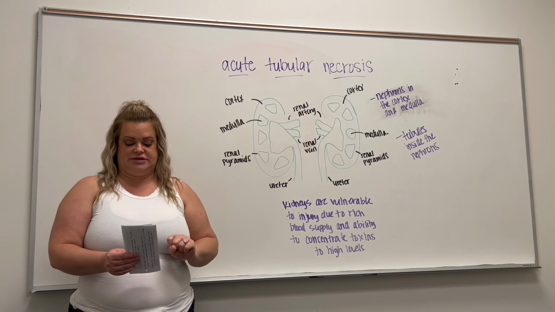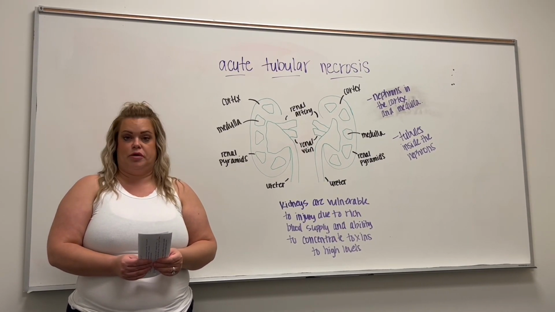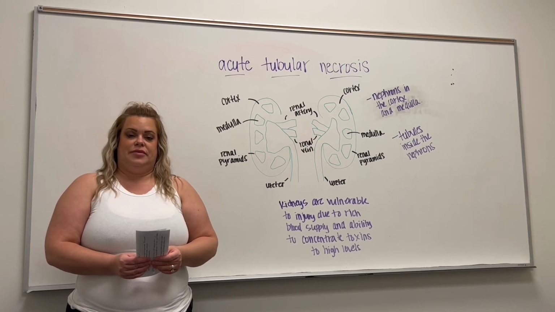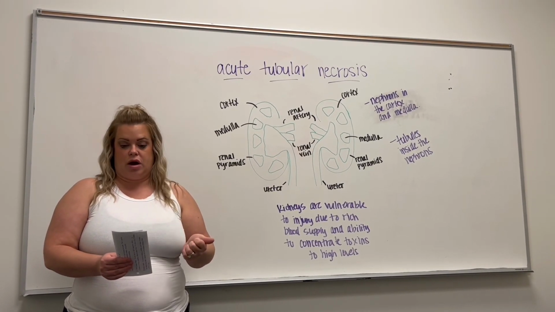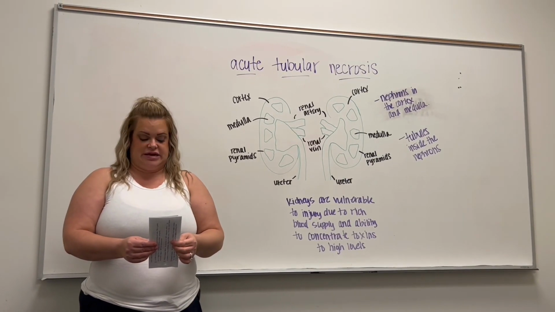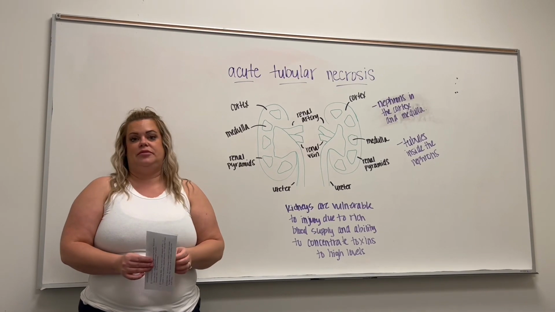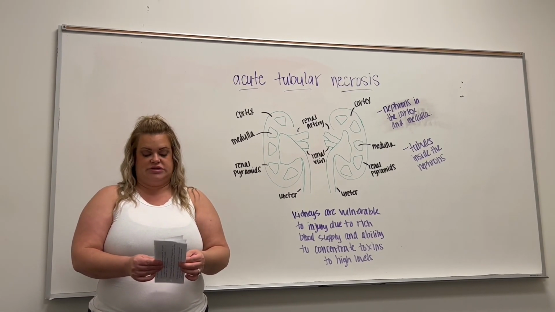There are two types of ATN. Ischemia, which is secondary to hypoperfusion, which can be from shock, sepsis, stroke, myocardial infarction, blood clots, or surgery. And the second is nephrotoxic injury, which can be from drugs like aminoglycosides, acyclovir, or cyclosporine.